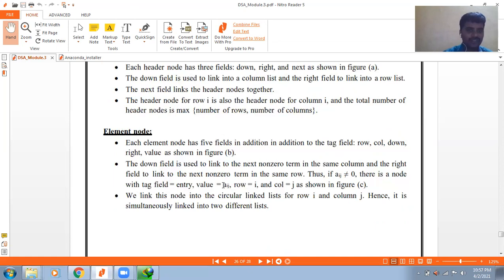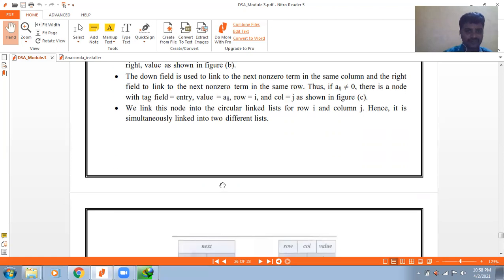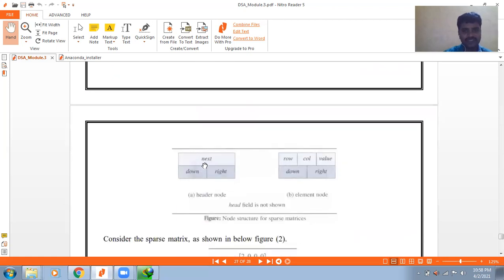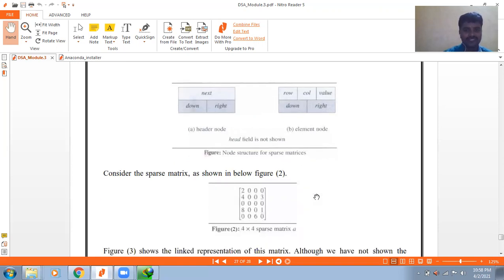The header node for row i is also the header node for column i. So, element nodes: each element node has five fields, in addition to the fields row, column, down, right, and value. It is shown in the following figure. Here down, next is the down and right, row and column, value, and down and right. So header node and element nodes. Here is the representation of the sparse matrix.